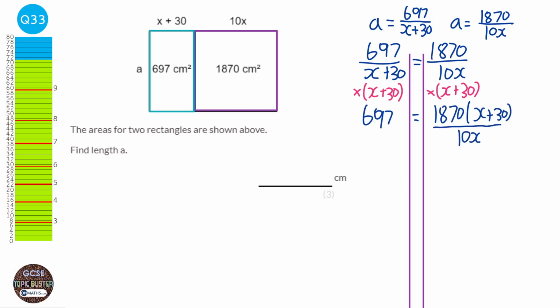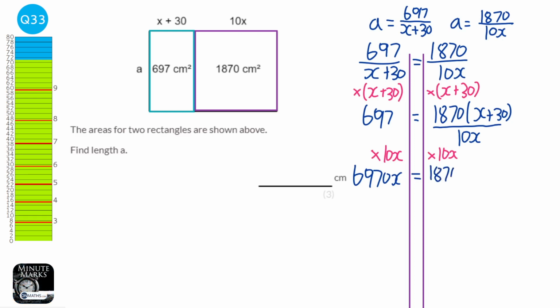Same thing again, but I'm going to get rid of the denominator on the right hand side, so I'm going to times both sides by 10x. So we've got 697 times 10, which would be 6,970x, because it's 10x. And it won't actually do anything to the right hand side, but I'm going to expand the top, the numerator. It just gets rid of the denominator. So let's expand while I'm here. So that would be 1870x plus, was it 56,100? I believe that's right.